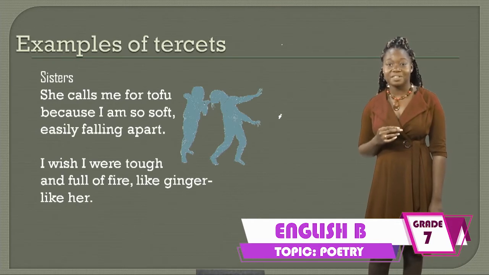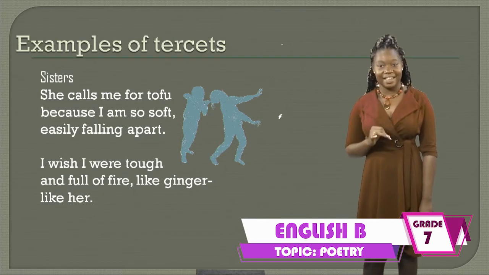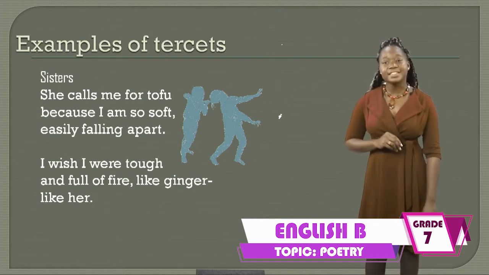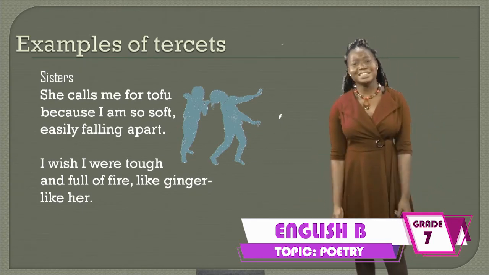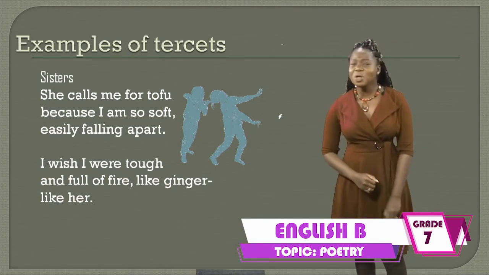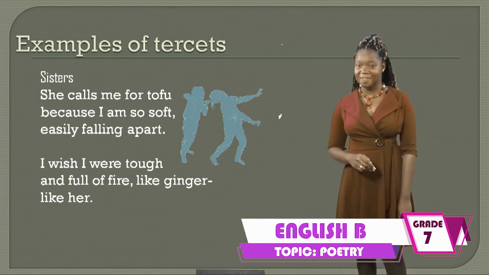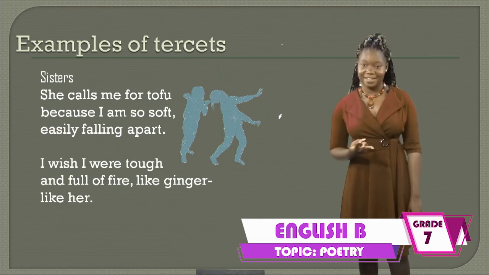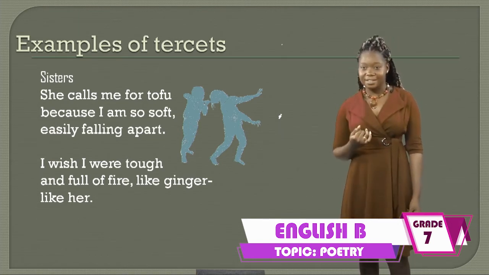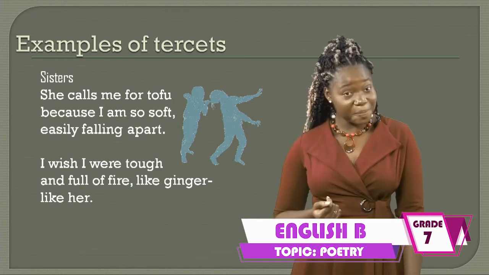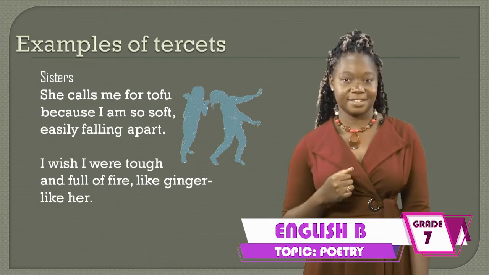Now we go on to examples of tercet. Tercets are three lines in a stanza. Sisters. She calls me tofu because I am so soft, easily falling apart. I wish I were tough and full of fire like Ginger, like her. So here you have two stanzas and two tercets because each stanza is actually a tercet. Yeah. Three lines in a stanza, hence it is a tercet.